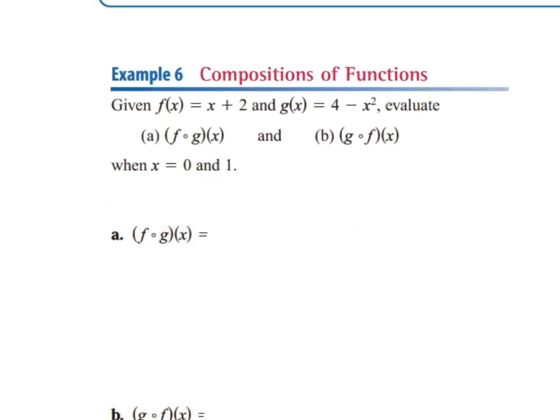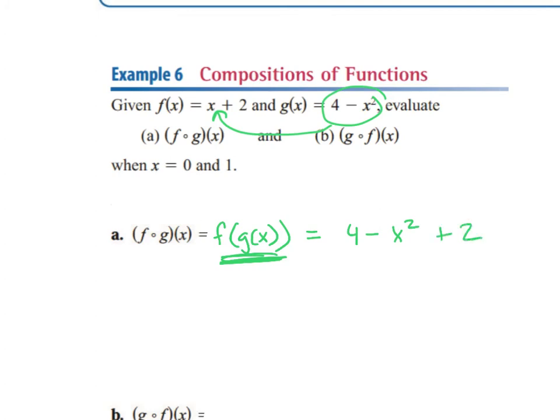So first we're going to find f of g of x. I'm going to rewrite this as f of g of x. These two are the same thing. I just can visualize this better because I know I'm taking g of x and plugging it into our f of x equation. So I'm going to take our g of x and plug it into the x in our f of x. So when I plug this in for x, I get 4 minus x squared plus 2.